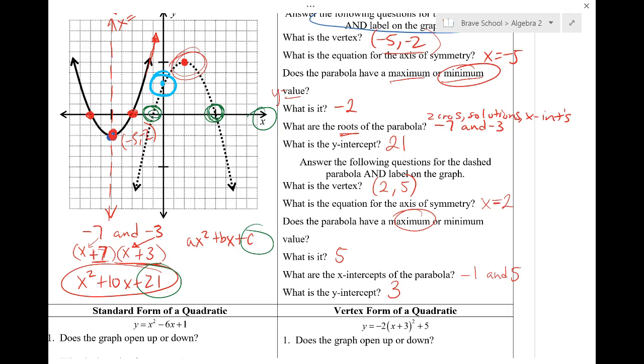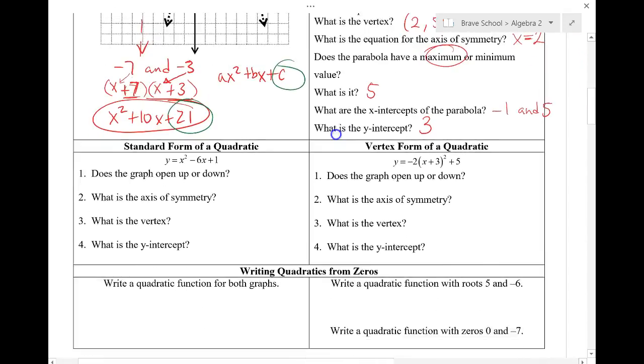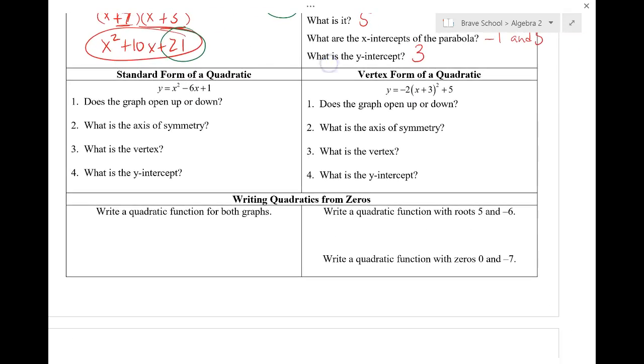Okay, now let's move on to the next one. This equation here is in standard form. And again, let me write standard form off to the side here: y equals ax squared plus bx plus c. That's the form it's in.